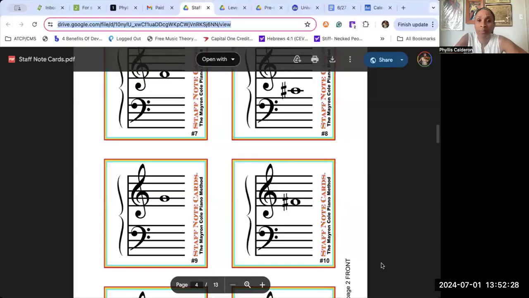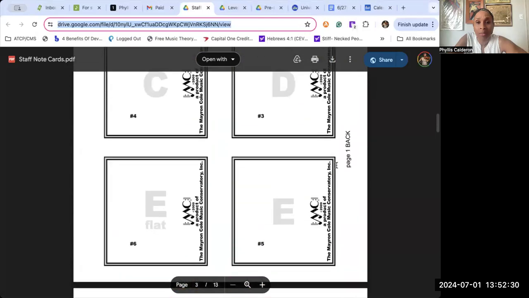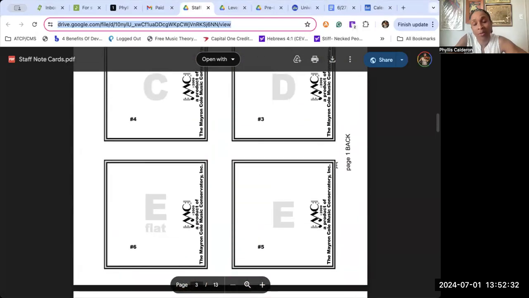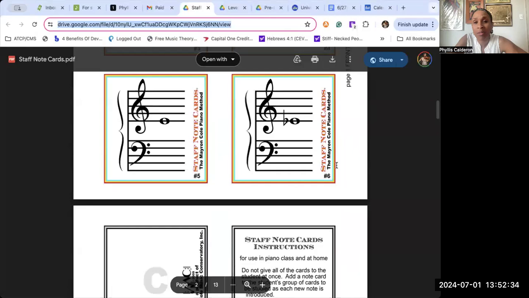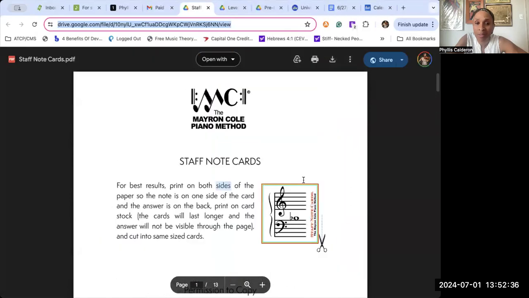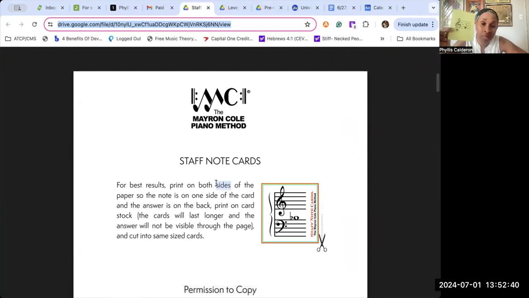Okay, so for my beginner piano students who are learning to read music, I want to share with you this wonderful supplement to the Mayron Cole method. I will email you this. You can print out. Let me go to the beginning. These are the staff card notes or pitch card notes.